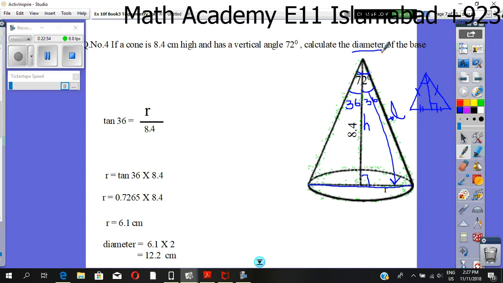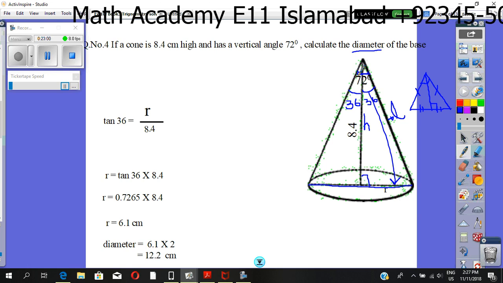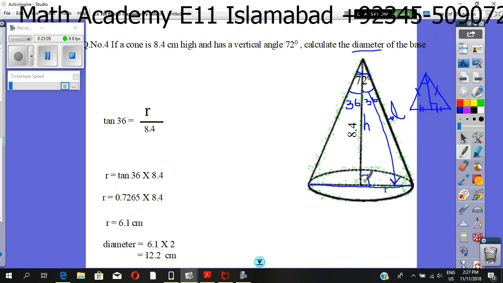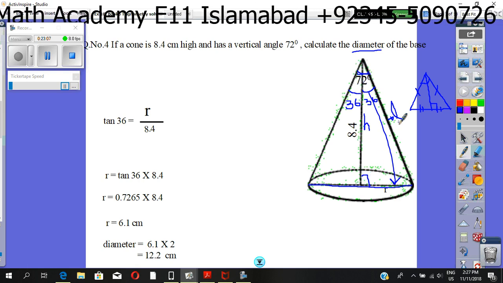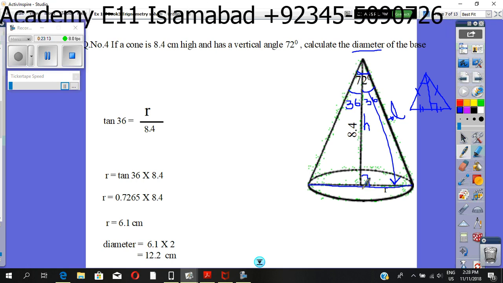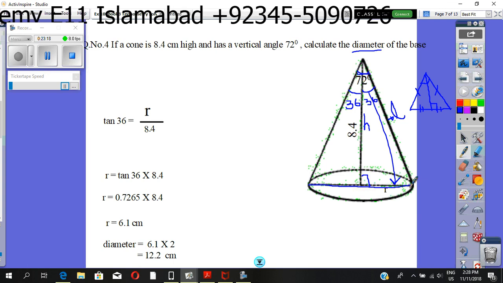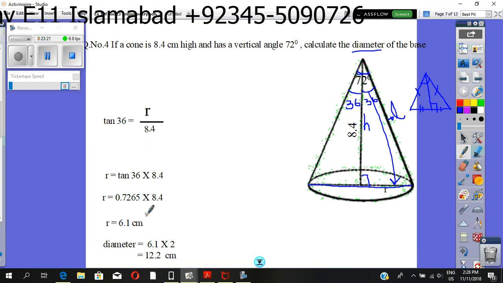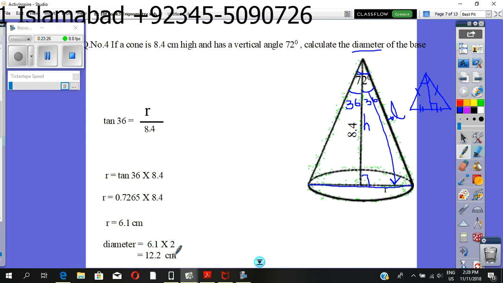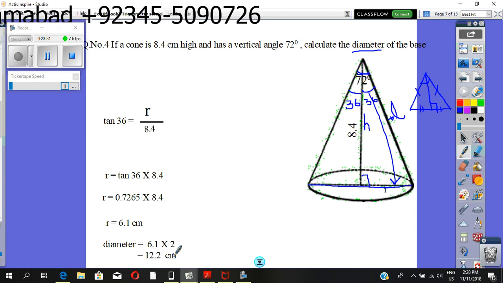First in this question we halve the given vertical angle, 72, half of 72 is 36. Then we identify which sides are given. Hypotenuse is the slanting height, not needed. The given side is the adjacent 8.4, and the required one is R, the radius, which is the opposite. Correctly put the values, and after finding the radius, be careful, you're supposed to multiply by 2, because the radius is half of the diameter, and when you find the diameter, it is radius times 2.